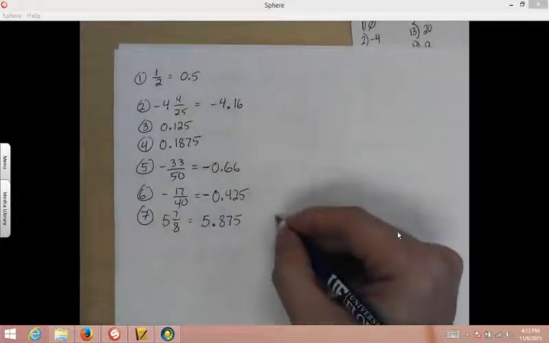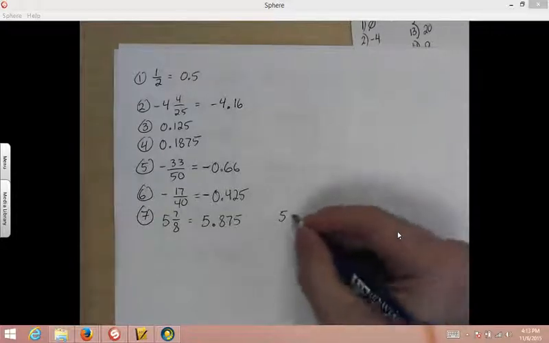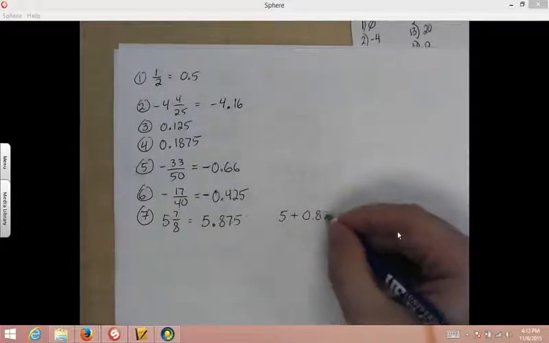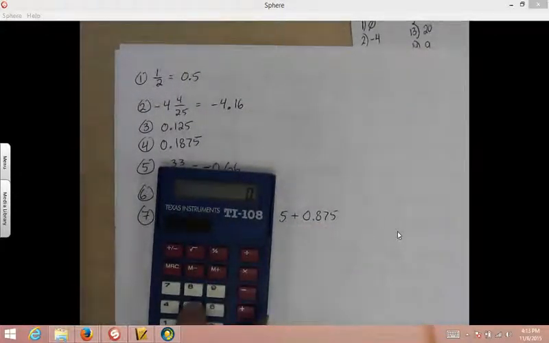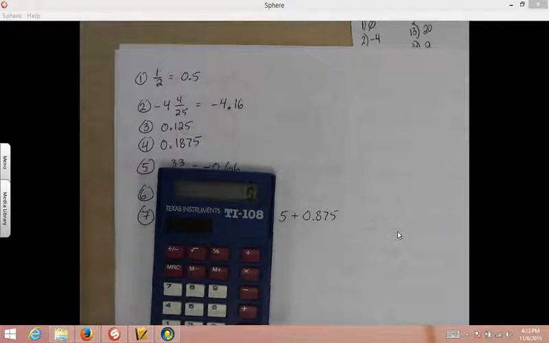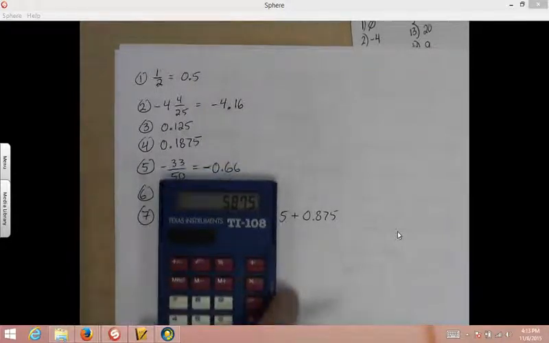And for those of you confused on that, the whole number was 5. The fraction equals 0.875. So if you took your calculator, I mean, you could probably do that in your head, but if you took your calculator, 5 plus 0.875, that's how you end up with that number.